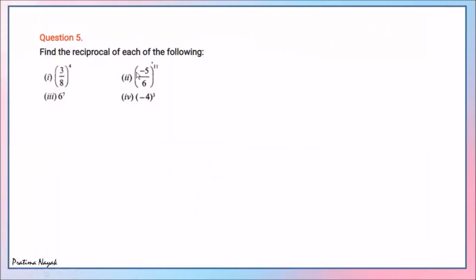Question number 5. Write the reciprocal. The reciprocal of a by b to the power m is b by a to the power m. This is called the reciprocal.